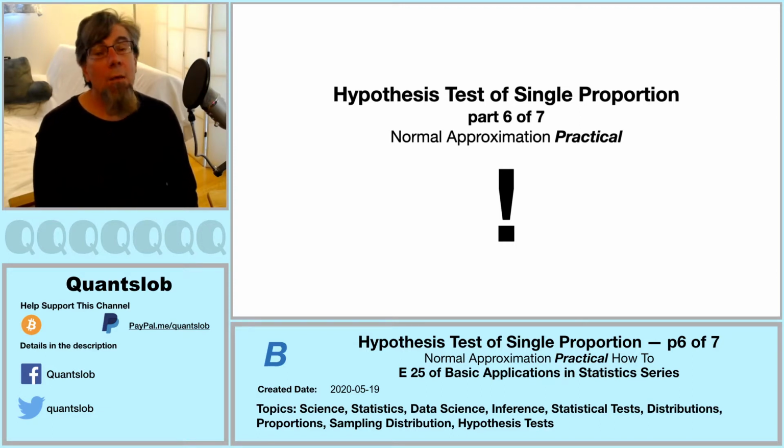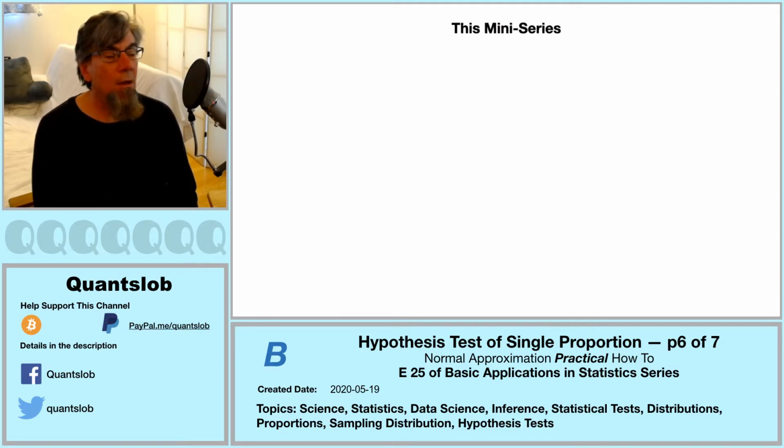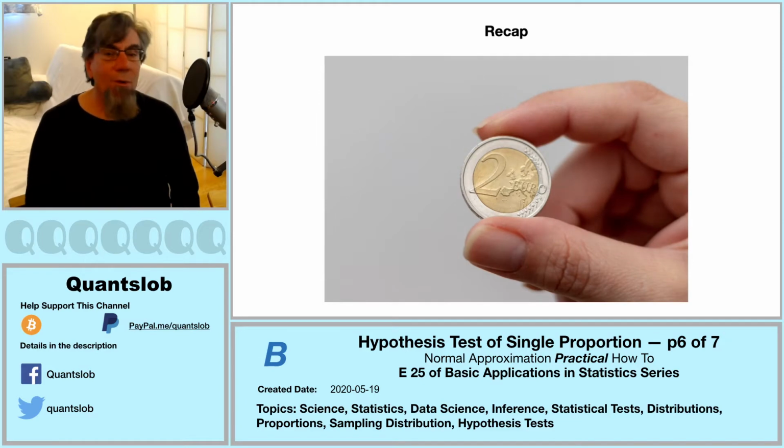Anyway, this time around, we're going to keep rolling with part 6 of our practical series on hypothesis testing of a single proportion, picking up right where we left off in part 5. If you want to enjoy all the thrills and chills, I suggest you watch this mini-series in full. You can find it playlisted under the Quantslob channel playlist tab. So let's do a quick recap here.